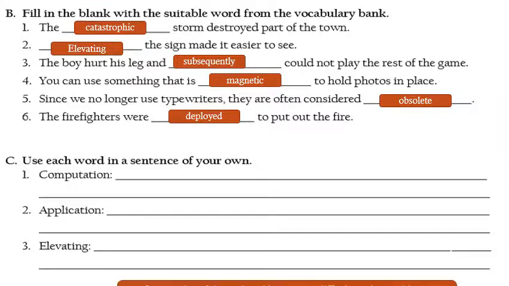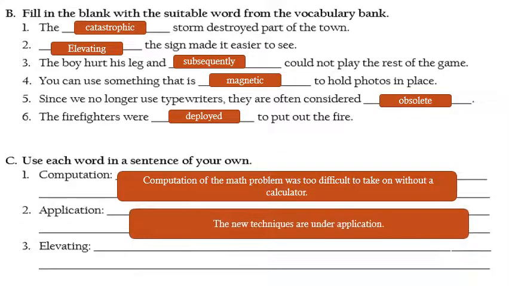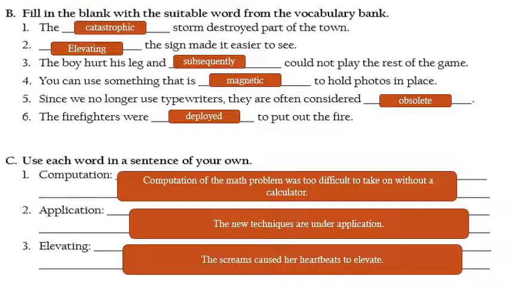Computation, I chose to write it in this way. Computation of the math problem was too difficult to take on without a calculator. Or if you want to make it easier, without a calculator, it would be hard to form the computation of the math problem. Number 2, application. The new techniques are under application. Elevating. The screams caused her heartbeats to elevate. So here we can remove the ing in order not to use it as a gerund, use it as an infinitive verb. It's okay, you can use it.